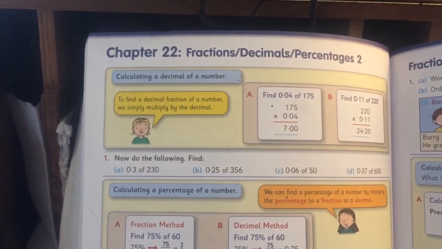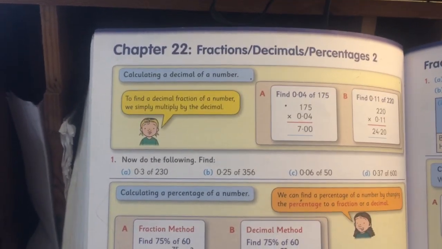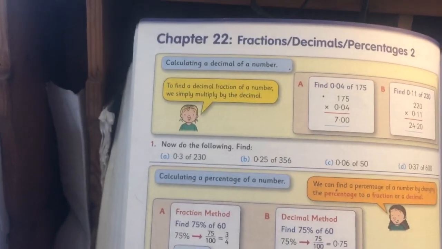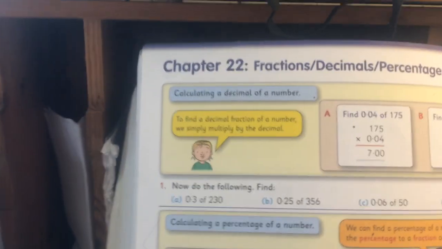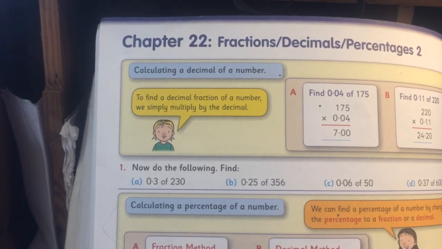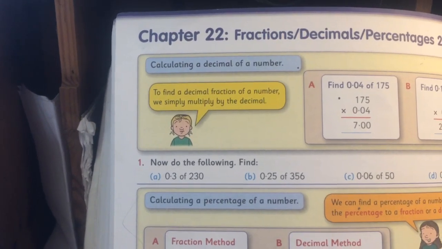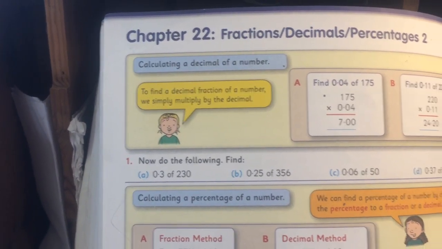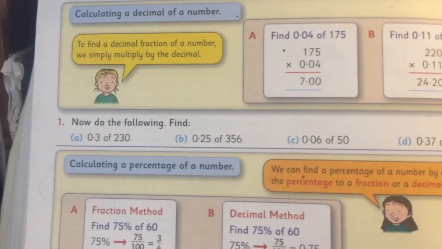Hi everyone, so we're on our chapter fractions, decimals and percentages today, chapter 2 of it. It's on page 114. All right, so here we are and we're looking at calculating a decimal of a number. So to find a decimal fraction of a number, just simply multiply it by the decimal. Okay, so we're going to have a look at the first one here.